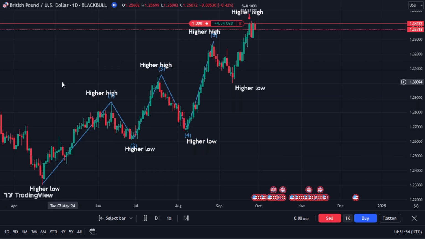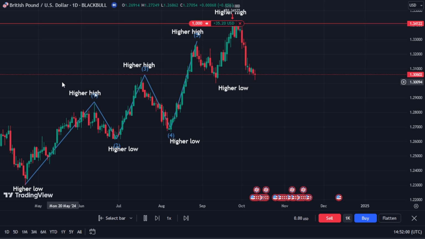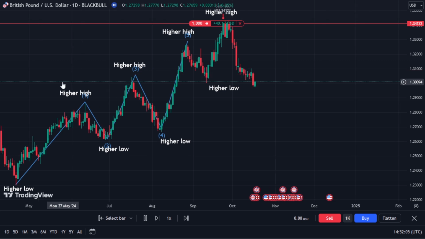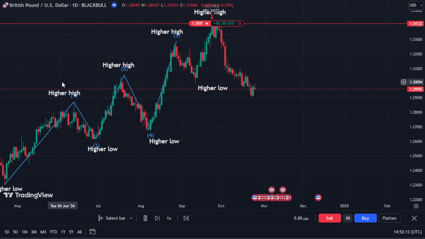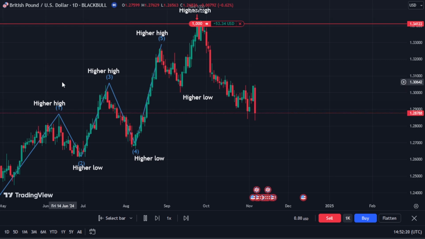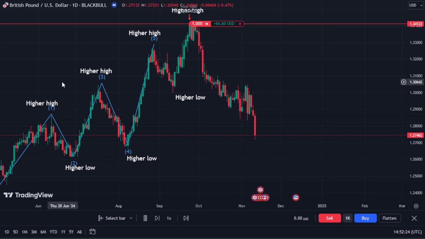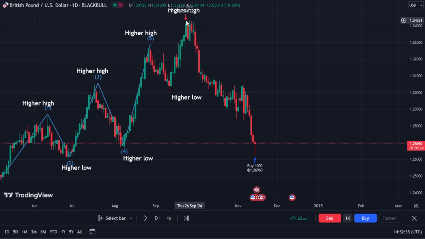Once you sell, and your stop loss is properly placed, then you wait for the market to either go in your direction or take you out. So you can see after selling, you can see how the price is going. Mind you, this has already happened. I'm just trying to show you an example of it. So you can see the point at which we sell.